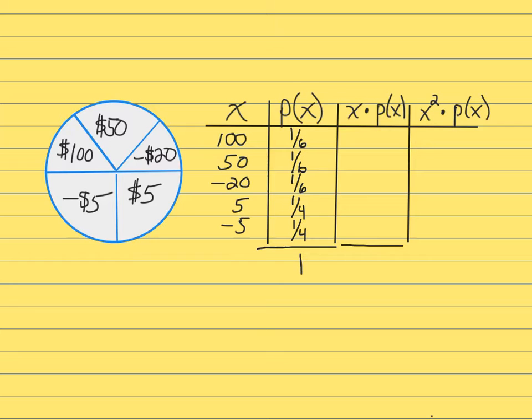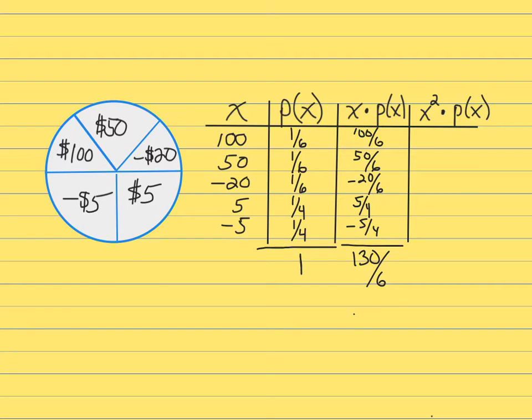We get our expected value from multiplying the random variable by the probability associated with each one. That's x times p of x. And I'm just going to do that now. 100 times 1/6 is 100/6. 50/6. -20/6. 5/4, and -5/4. And again, those are going to cancel each other out. So we're really just adding the top 3, which is 150 minus 20, or 130/6.